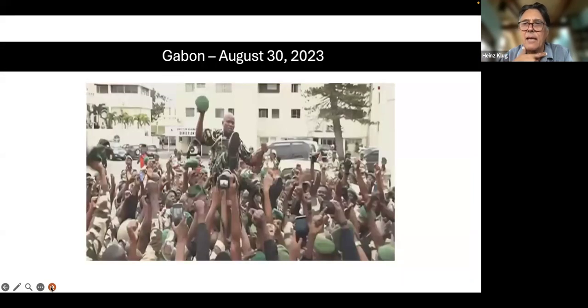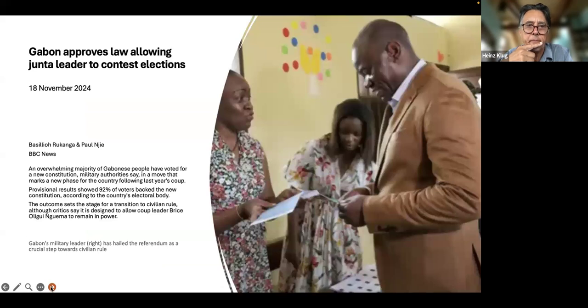And we've seen exactly the same thing going on in Gabon. You have the coup on August 30th, 2023. Again, a lot of popular support for that coup. Next slide. And there, Gabon approves a law allowing the military leader to contest elections. And of course, today, Gabon's military leader has become the civilian president of Gabon. Next slide, please.